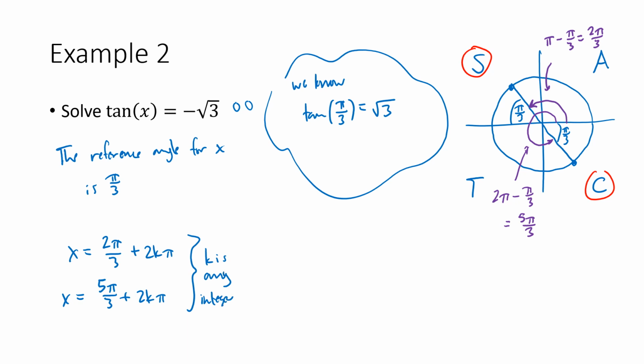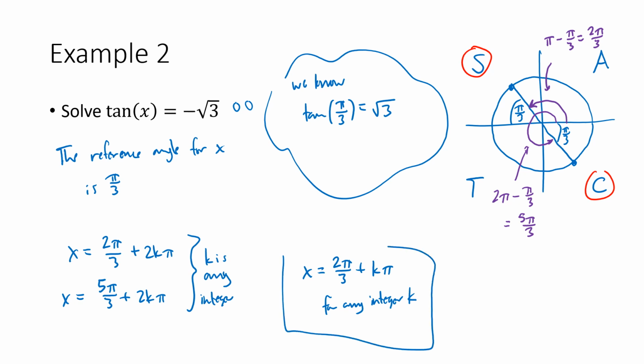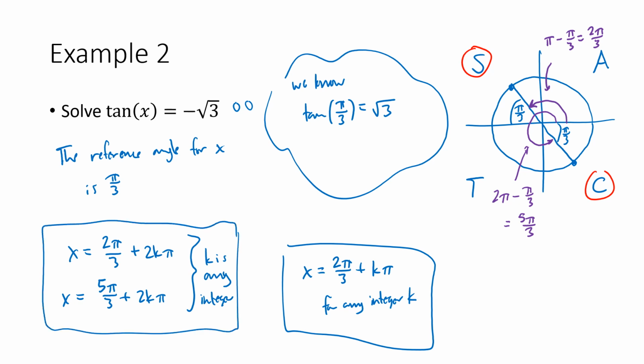But there's actually a more compact way that we can write that, and that's simply to say x equals 2 pi over 3 plus k pi for any integer k. And that's because the period of the tangent function is just pi. And in fact, 5 pi over 3 is 2 pi over 3 plus 1 pi. So that's the more compact way to write it. So that would be what we would prefer, but this answer that we wrote down first is also correct.